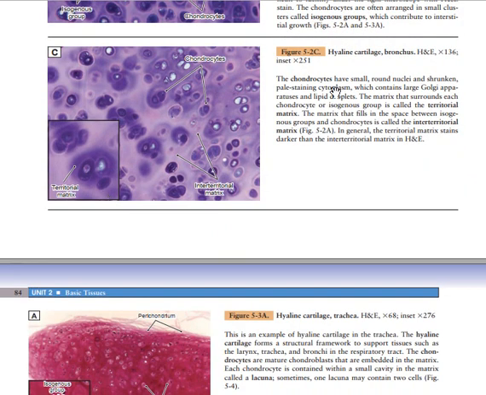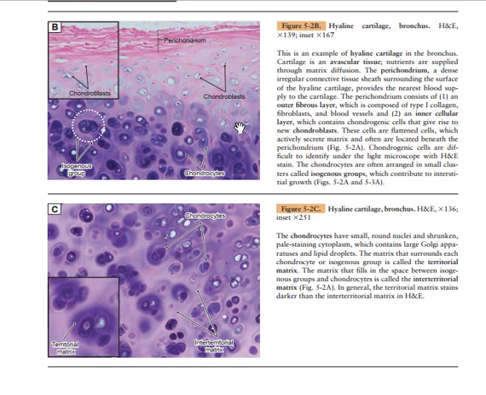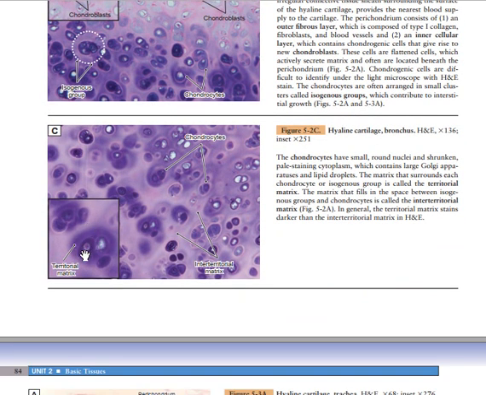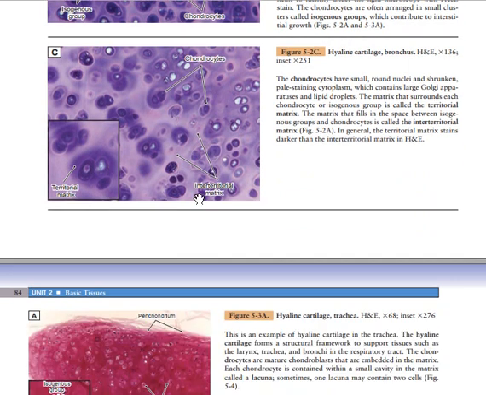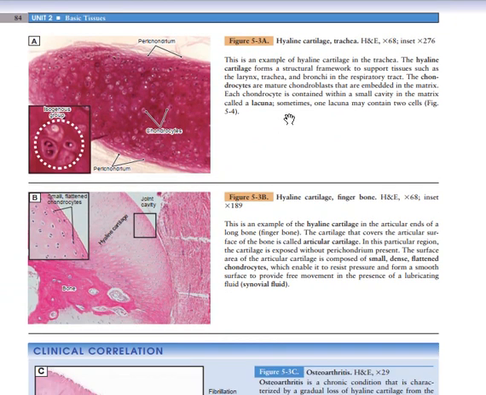The next thing, we have the hyaline cartilage of the bronchus. So we have increased the diameter in order for you to see the territorial matrix, the interterritorial matrix, and the chondrocytes. The next thing to visualize here is the hyaline cartilage of the trachea.